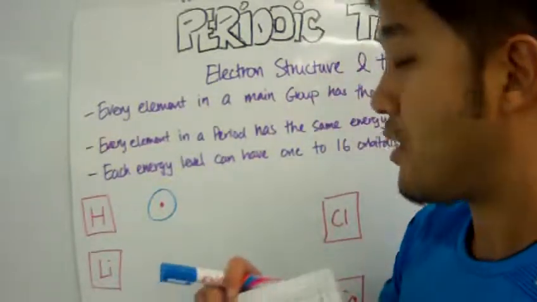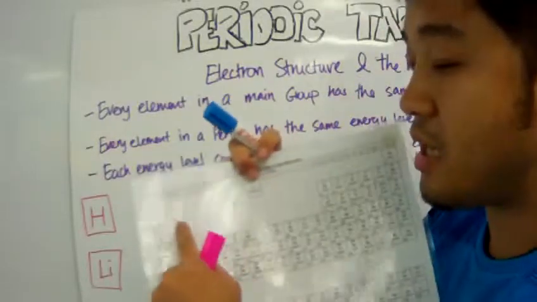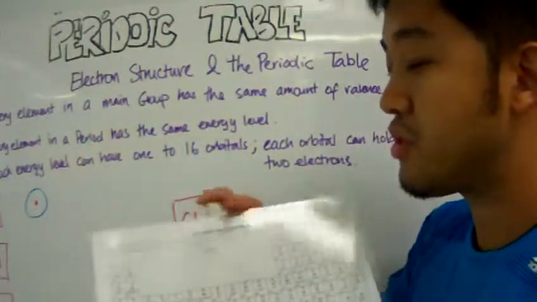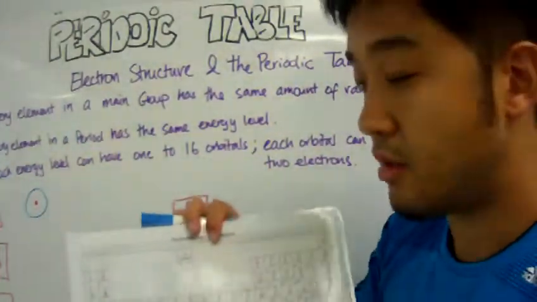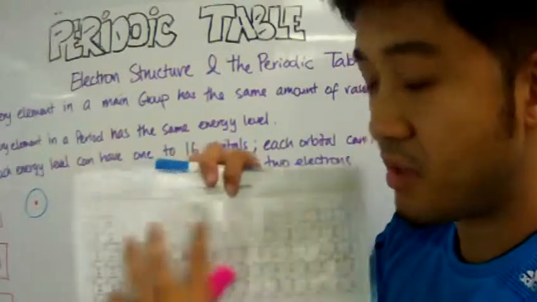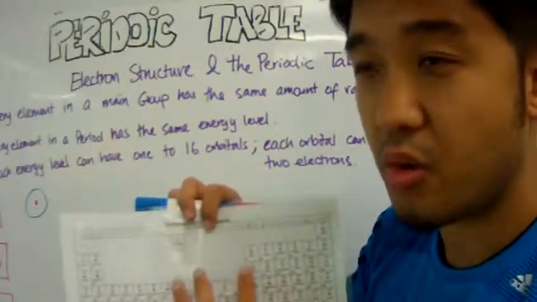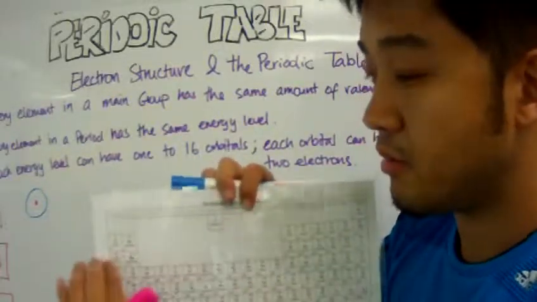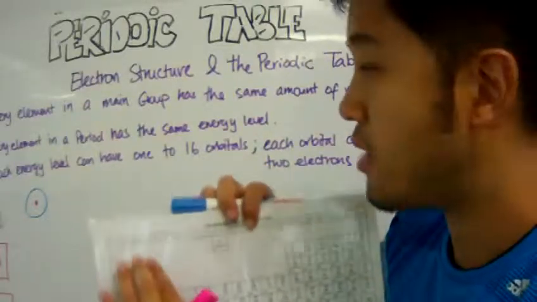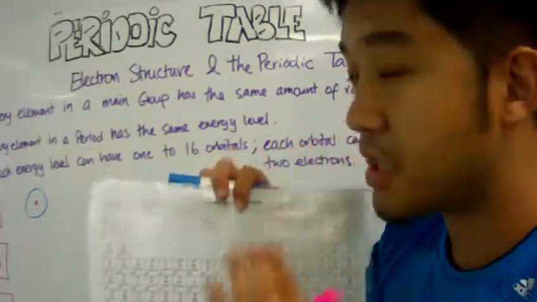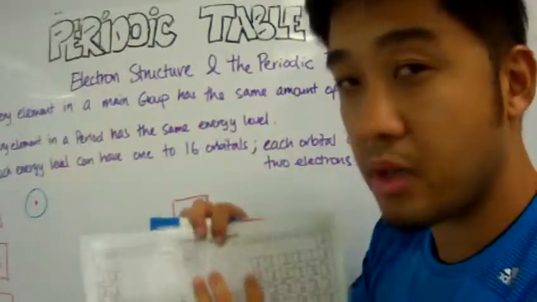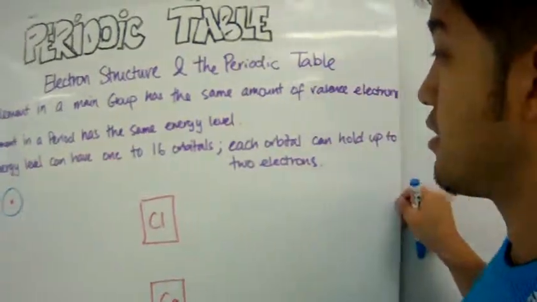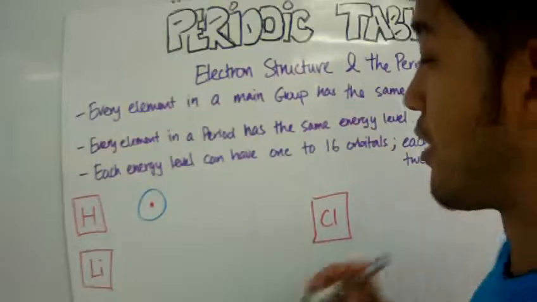Now, I do want to remind you also that each energy level can have one or up to 16 orbitals. And this is more towards your advanced level curriculum, but it is true that each energy level, that means each period, can have either one orbital or up to 16 orbitals. And each orbital can only hold up to 2 electrons. So let's get back to our hydrogen.